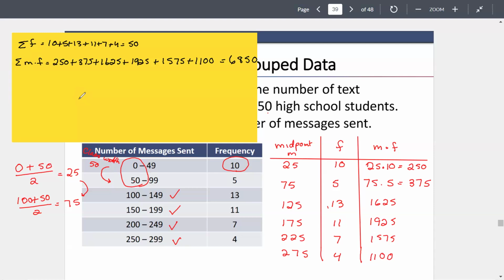6,850. So if I want to have my estimated mean, I think I'm doing a sample actually, so sample high schoolers. So I need my mean. It's going to be the summation of my midpoint times frequency, divided by the summation of my frequency, which we also know to be n. So it'd be 6,850 divided by 50. And that is roughly 137 text messages. So we're guessing that is what the sample average is.